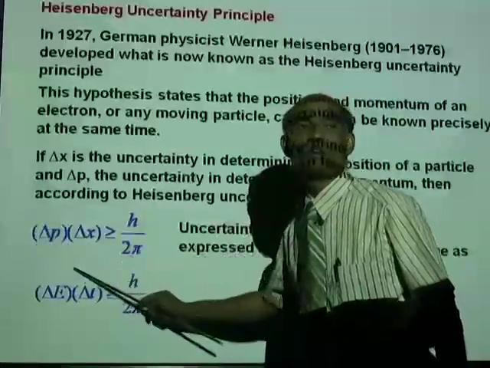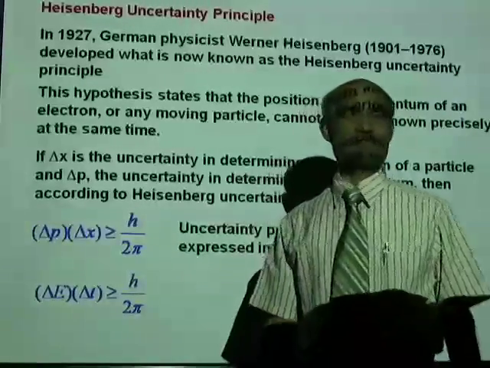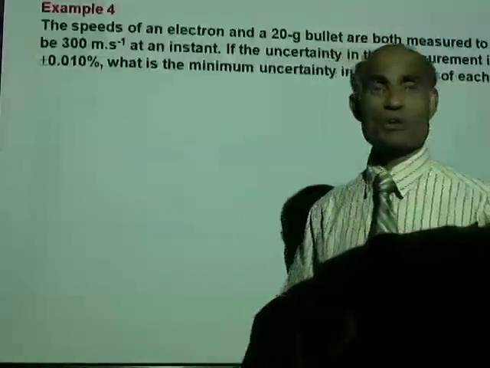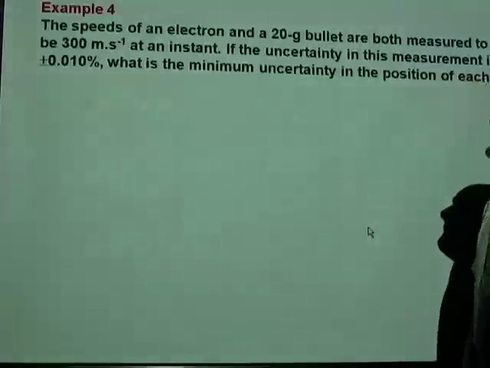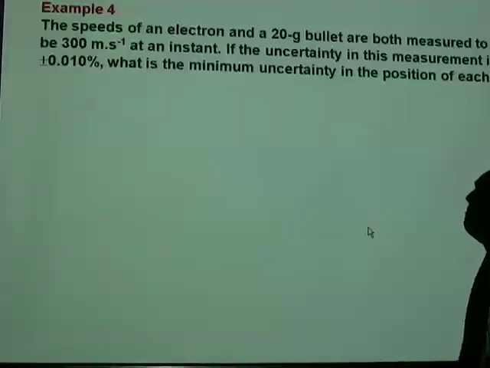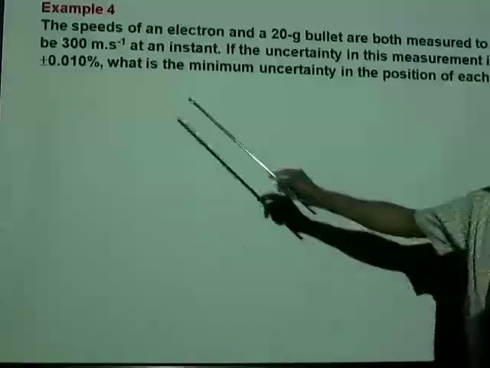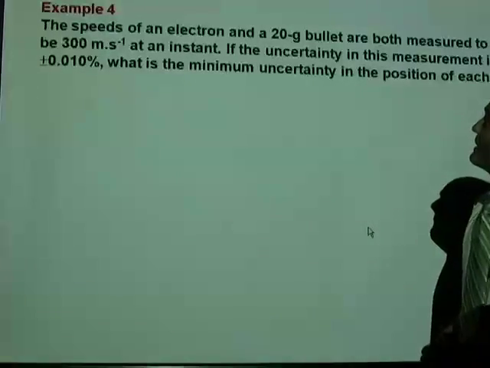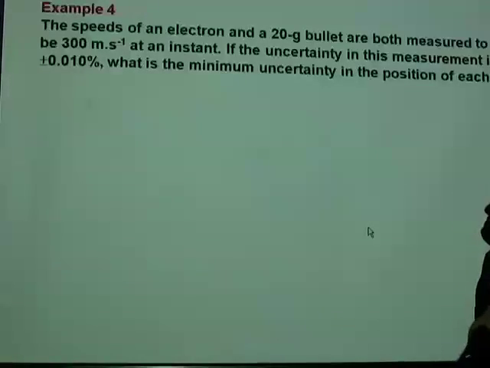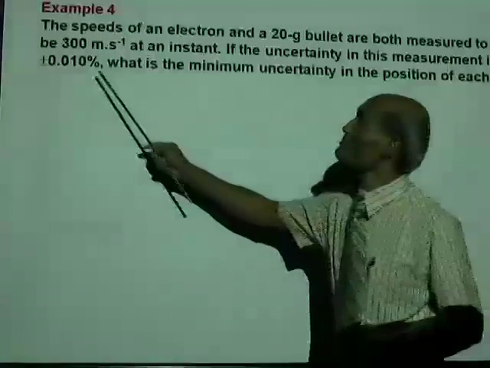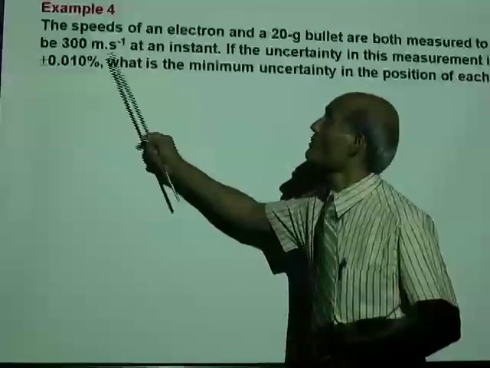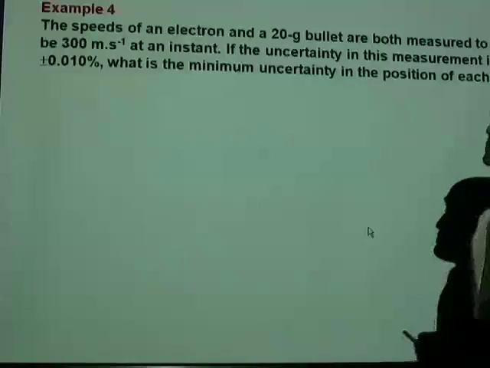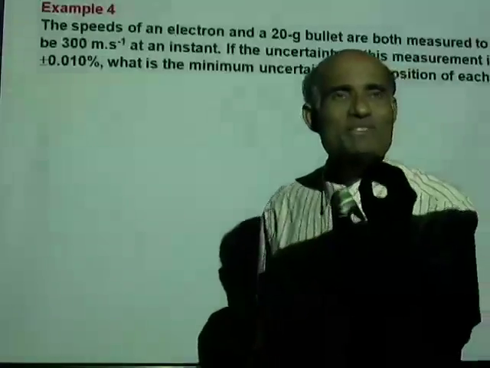Well, we will be using mostly this form of the uncertainty principle. Well, let's do a problem and see how that looks. The speeds of an electron and a 20-gram bullet are both measured to be 300 meters per second at an instant. If the uncertainty in this measurement is plus or minus 0.010%, what is the minimum uncertainty in the position of each? What is the minimum uncertainty?